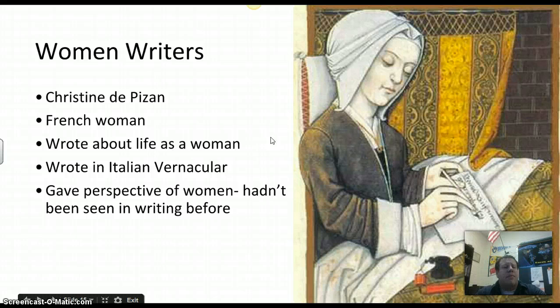Lastly, there were some women writers during this time, the most famous being Christine de Pizan. She's a French woman, but she wrote in vernacular. I want to say Italian if I remember right. She wrote a book about life as a woman, the Book of the City of Ladies. It gives a woman's perspective as to what life is like for them and questions, hey, why can't I learn? Why can't I do things? Why can't I be the same as a man can? She was kind of the first to bring up the ideas of equal rights for women, equal education for women. And so we do see women writers as well.